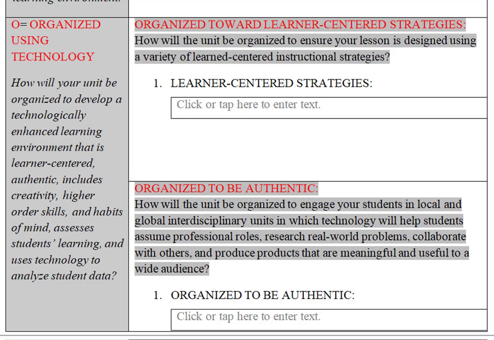You also want it to be organized to be authentic. So how would the unit be organized to engage your students in local and global interdisciplinary units in which technology will help students assume professional roles, research real-world problems, collaborate with others, and produce products that are meaningful and useful to a wide audience?